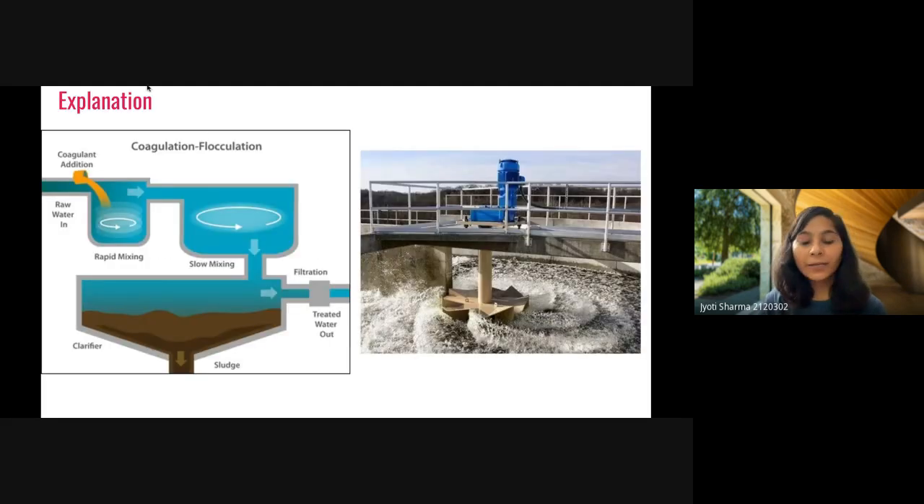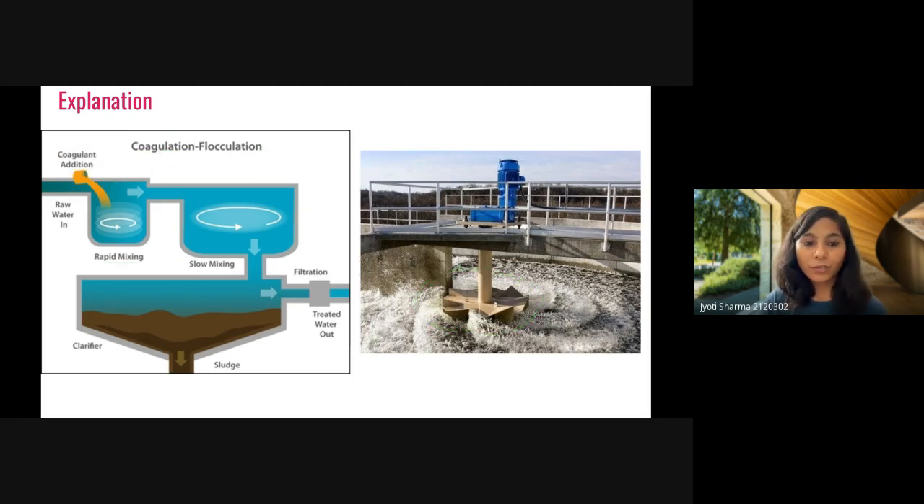So can you see this? This one is a realistic picture. So with that, we have to mix it rapidly, and the time will be 1 to 2 minutes. So just see here, we are adding coagulant, and then we have to do this rapid mixing. Okay, so this is the first step of the coagulation. The next step will be the flocculation.